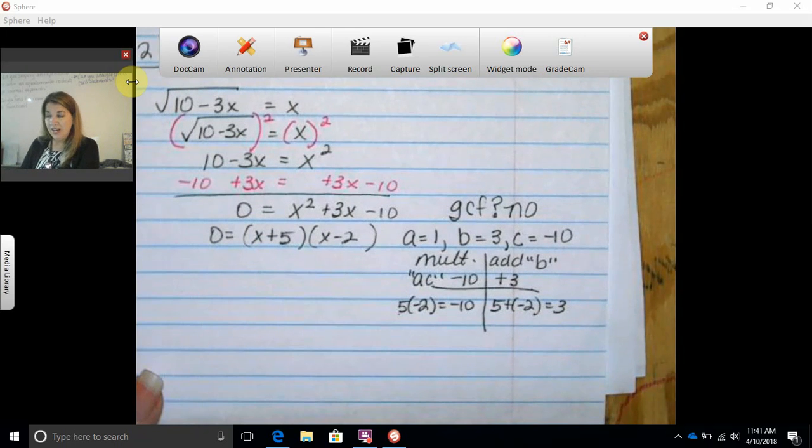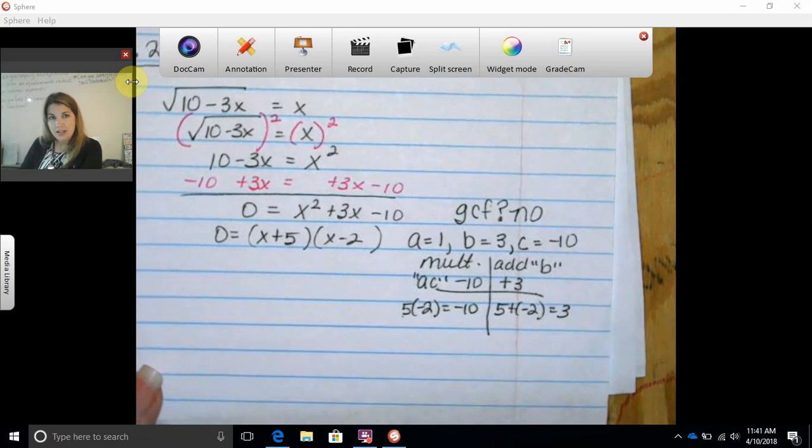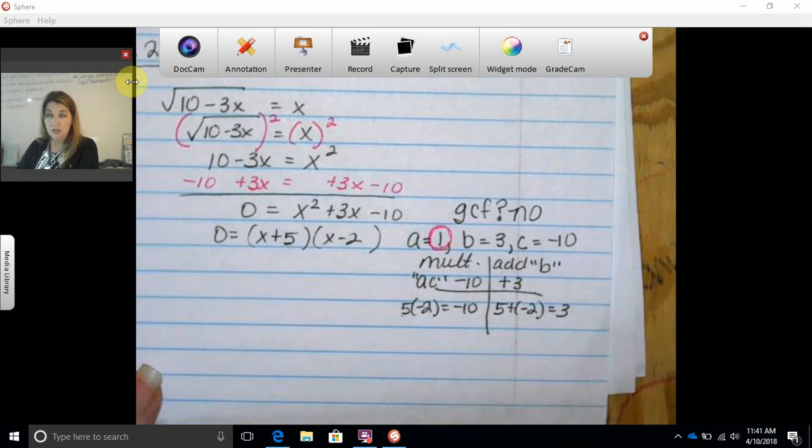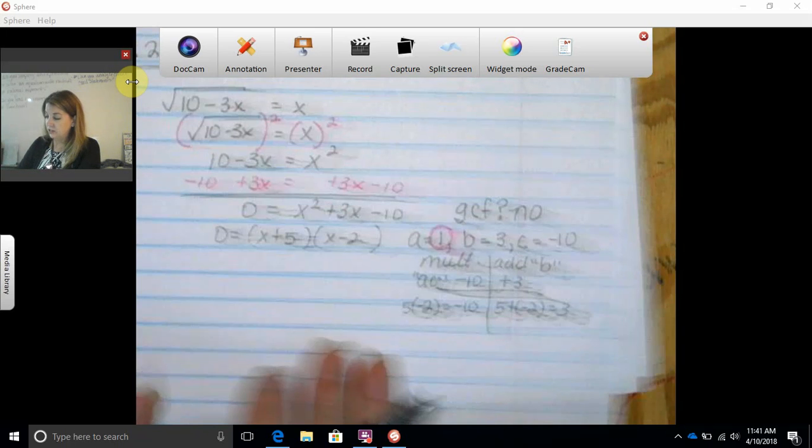Will we need to divide and slide? No. Why not? Because A is 1. If A is anything other than 1, then we would. So those are my factors. But have I solved? No. Set each factor equal to 0.